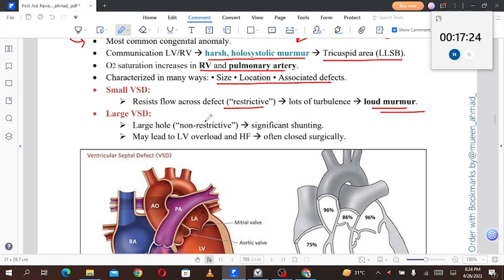Large hole, that is non-destructive, significant shunting, may lead to left ventricular overload and heart failure, often closed surgically. Although it is going to produce a quiet murmur, even then there is significant shunting that is taking place. So this is a very serious condition, and we need to cure it surgically as soon as possible.